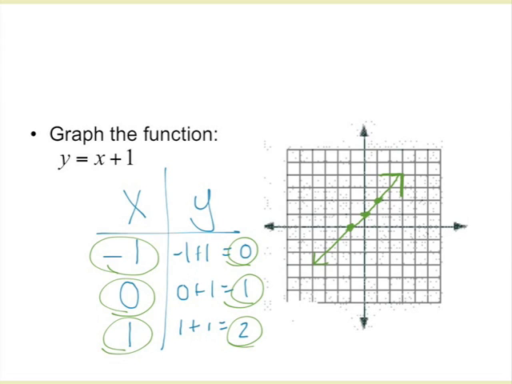Connect the dots, put arrows on the end, because lines go on forever. There are infinitely many solutions to this. We found 3 specific solutions in our chart, but we could plug in anything. So this line goes on forever and ever.